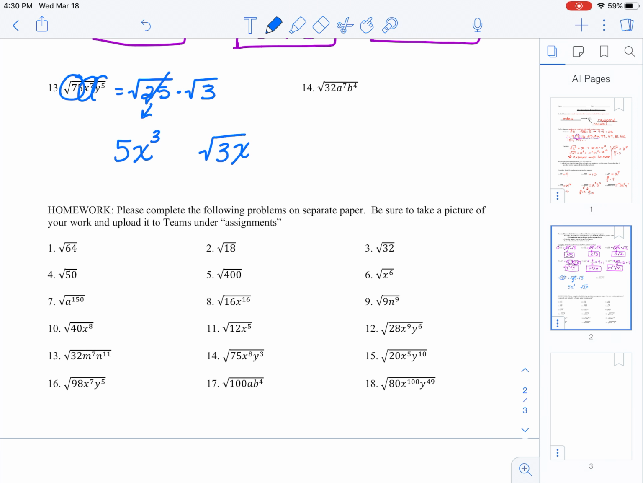Then finally we'll deal with the y's. Y is raised to the 5th power, so 5 divided by 2 is 2, remainder 1. So y squared comes out of the radical, and that remainder of 1, the leftover y, stays underneath of the square root. This is our final answer.